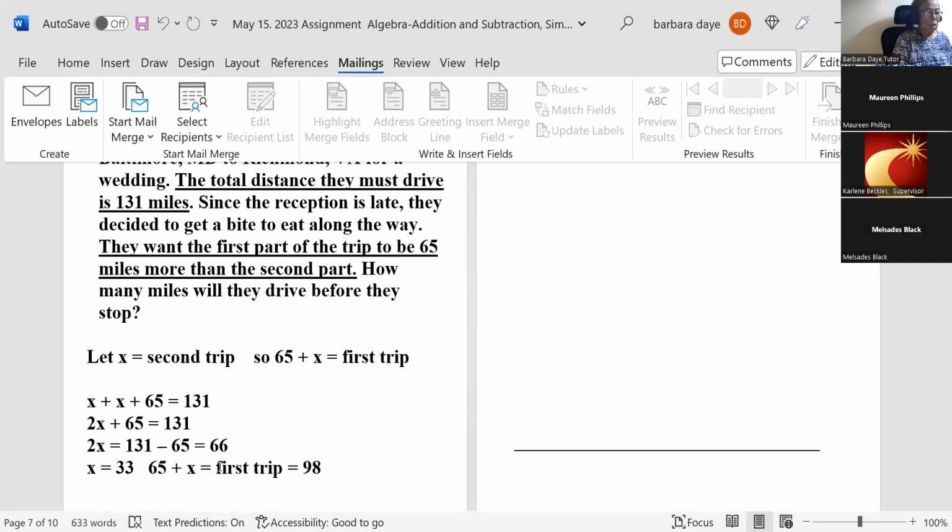They want the first part of the trip to be 65 miles more than the second part. That's what it says: 65 miles more than the second part, right? So first, all we need to do is take away 33 from 65 and add it to 65, and we get the first part of the trip, the first amount of miles.